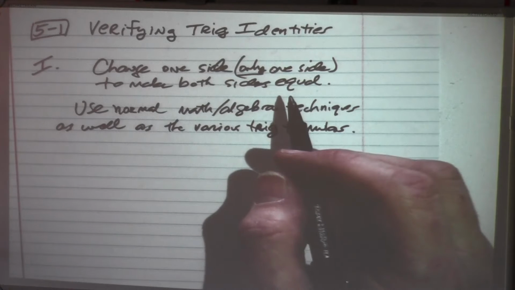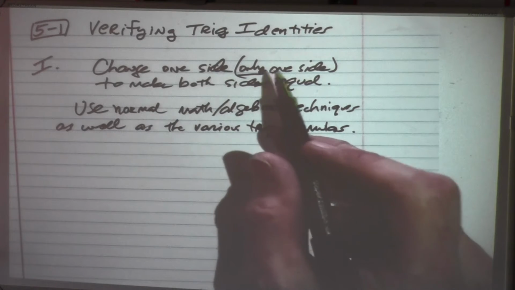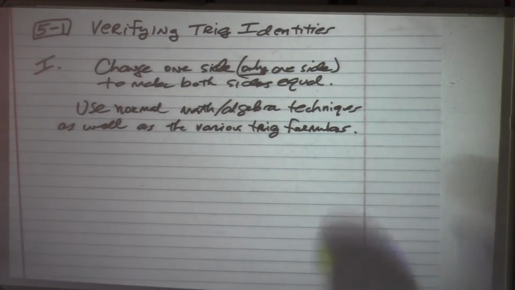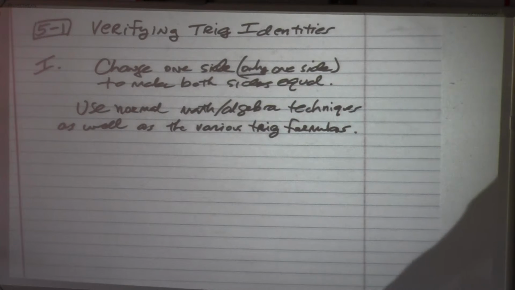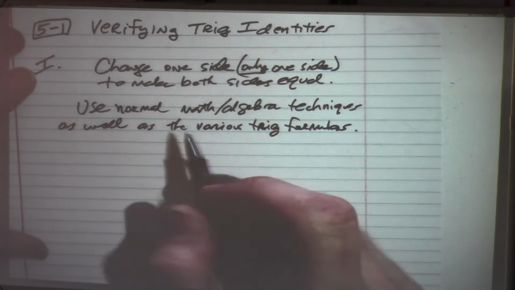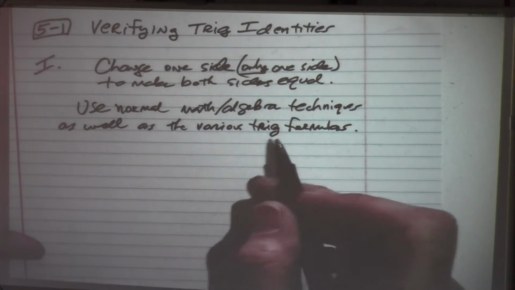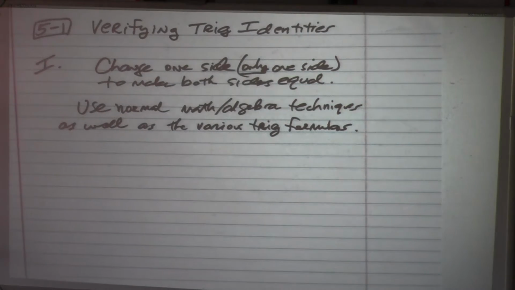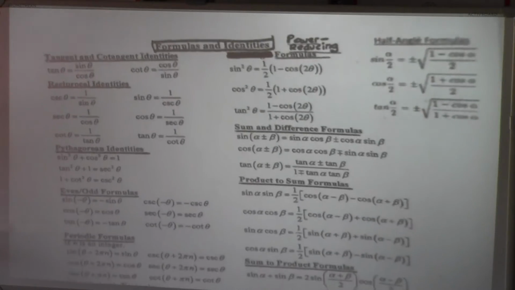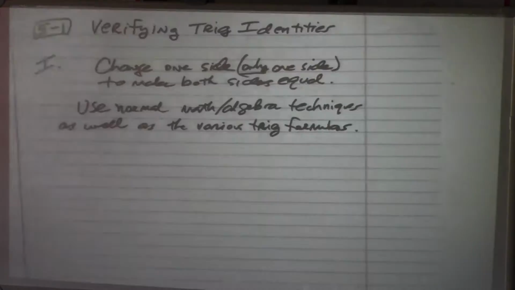Now, sometimes you can do it with two sides, but when you do, you only work on one side and don't cross over to the other side. You work on that side completely independently and the other side completely independently from each other. We'll do an example of that as well. When you do this, you use normal math and algebra techniques as well as the various trig formulas. Those trig formulas are in the textbook as well as on a form here that I'll use to point things out. And we'll be talking about this one as we go through.